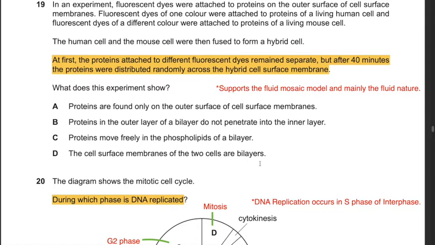This experiment supports the fluid mosaic model and mainly the fluid nature, because it clearly shows that the proteins are able to move and diffuse within their monolayers. Hence the answer being C. Proteins move freely in the phospholipids of a bilayer, because fluid refers to the proteins and phospholipid molecules being able to move, and in order for proteins to be distributed randomly after 40 minutes, it does show that the proteins move freely. Therefore, C is the correct choice. The other choices are incorrect because they do not support the observations obtained from the experiment.